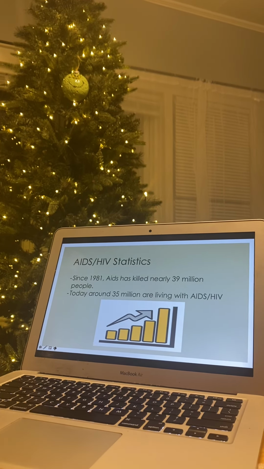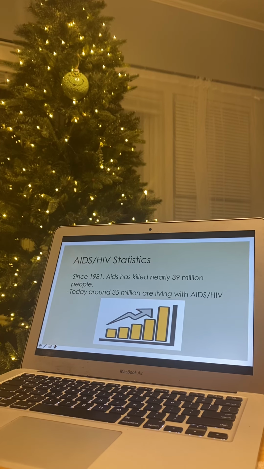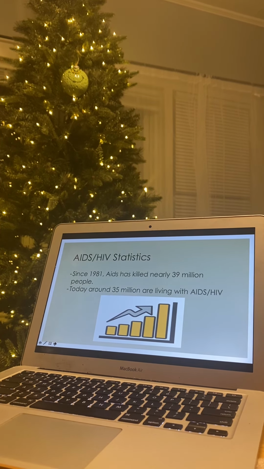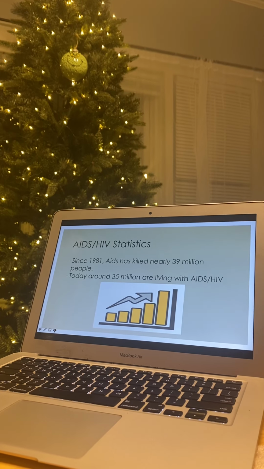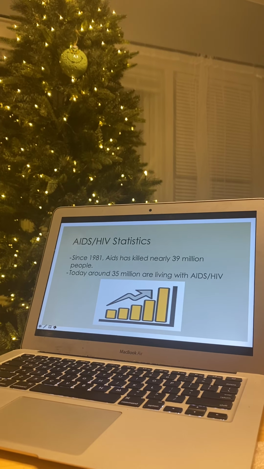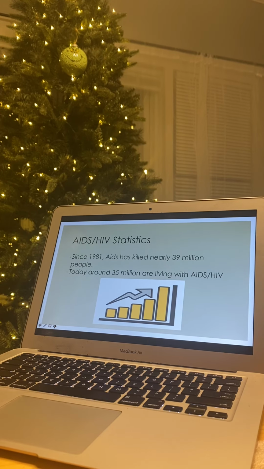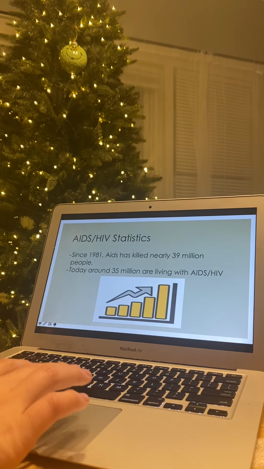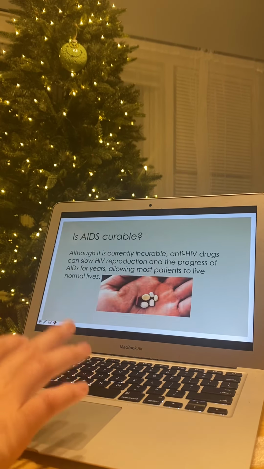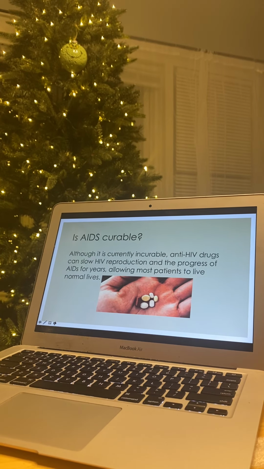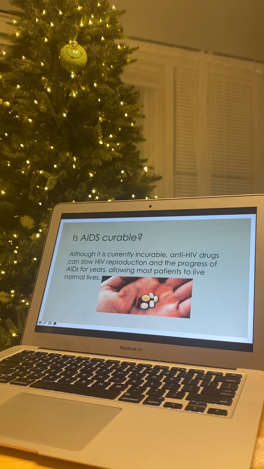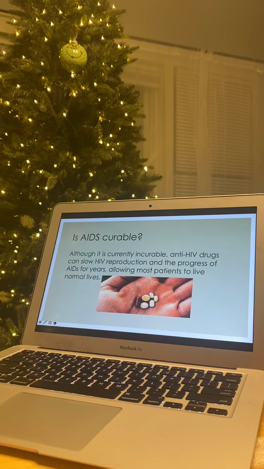AIDS and HIV statistics. Since 1981, when the pandemic of AIDS and HIV went wild, 39 million people have died from it, and today around 35 million people are living with it on a daily basis. Is AIDS curable? Although it is currently incurable, anti-HIV drugs can slow HIV reproduction and the progress of AIDS for years, allowing most patients to live normal lives.